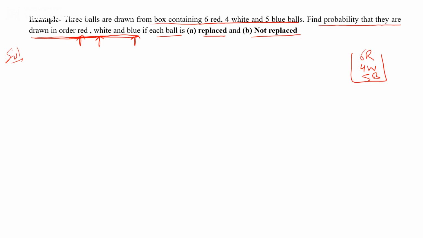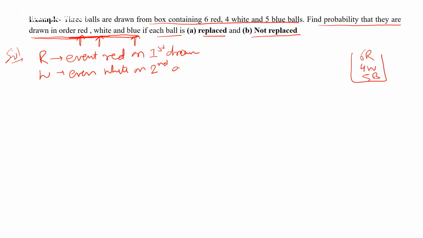So in the first round we get red, in the second round we get white, and in the third round we get blue. So here we consider an event, say R be the event of getting a red ball on the first draw, W we consider an event of getting a white ball on the second draw, and B means blue, the event of getting a blue ball in the third draw, or we can say the third time.